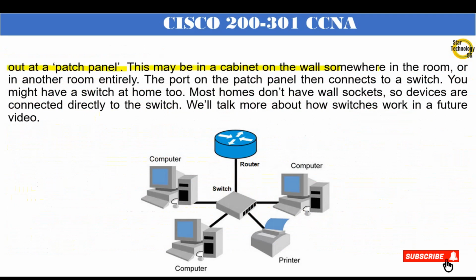This may be in a cabinet on the wall somewhere in the room, or in another room entirely. The port on the patch panel then connects to a switch. You might have a switch at home too. Most homes don't have wall sockets, so devices are connected directly to the switch. We'll talk more about how switches work in a future video.